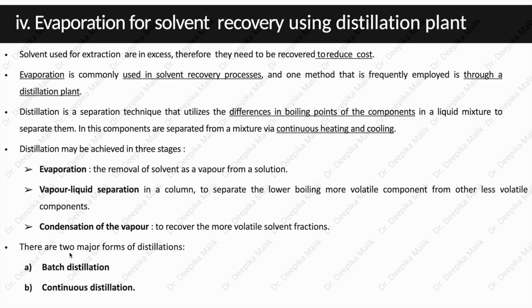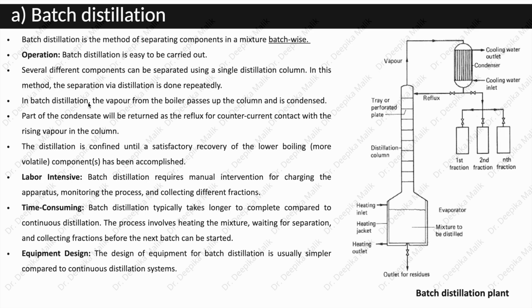Now there are 2 major forms of distillation. First is batch distillation and second is continuous distillation. Batch distillation is a method of separating components in a mixture batch-wise, as the name suggests. The batch distillation is easy to be carried out. Several different components can be separated using a single distillation column. In this method, the separation via distillation is done repeatedly.